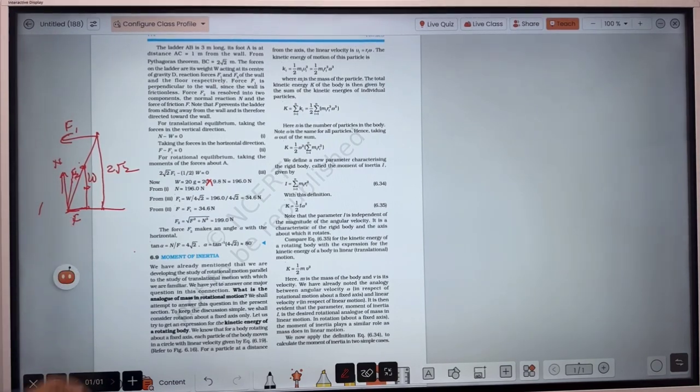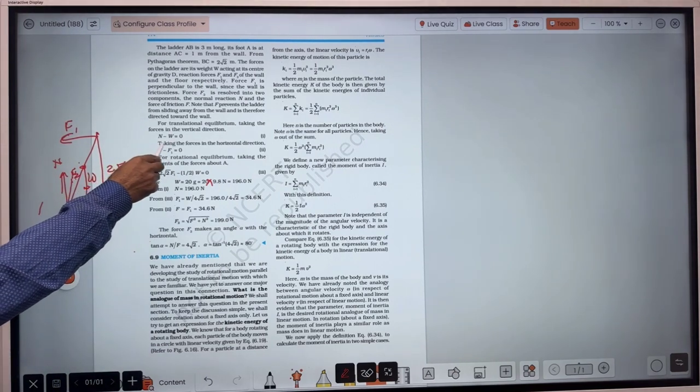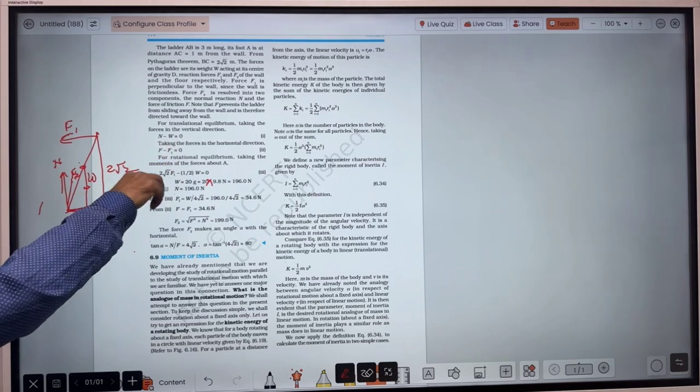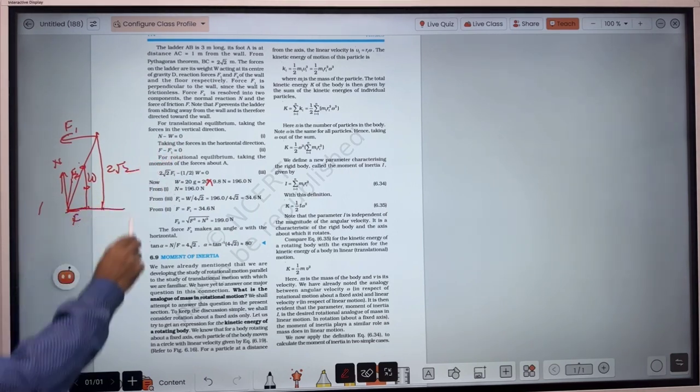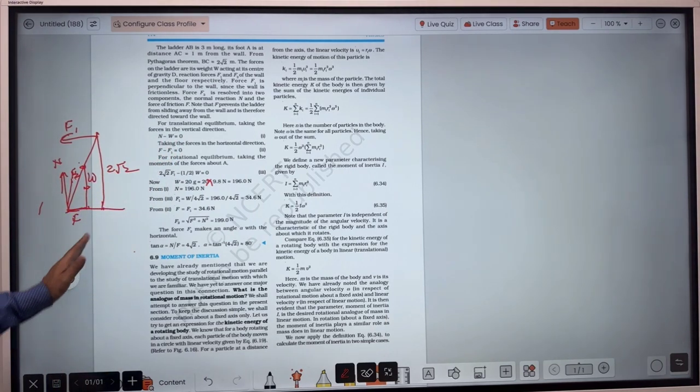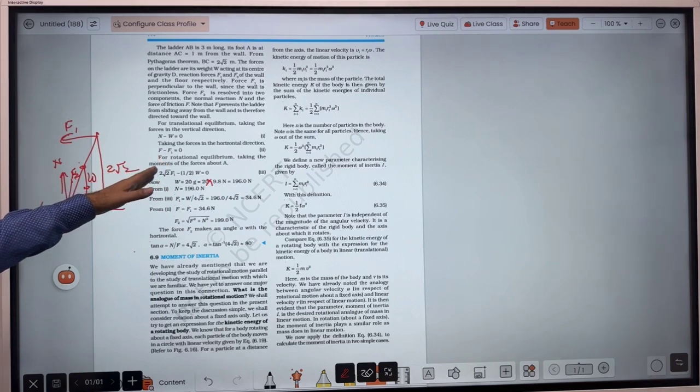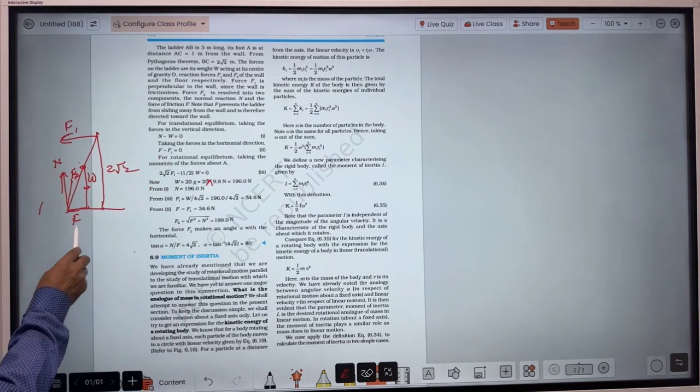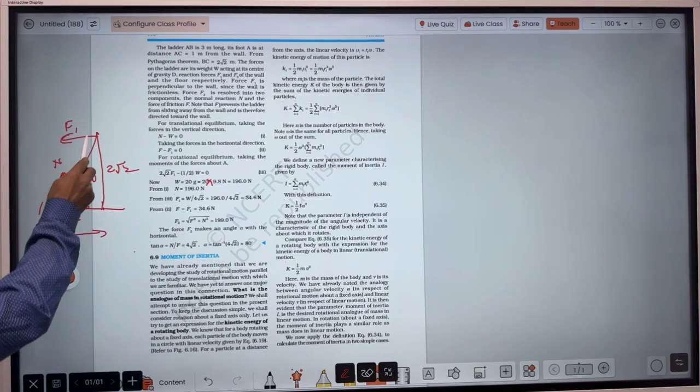So here, this normal reaction and weight should be equal, and the two forces, one is frictional force, another is F1, must be equal, so that the body does not move. Friction force will act in this direction and this force will act in this direction. So the body should not move, meaning this ladder should not move. So that situation we have to consider. So I don't think that you will have any problem.